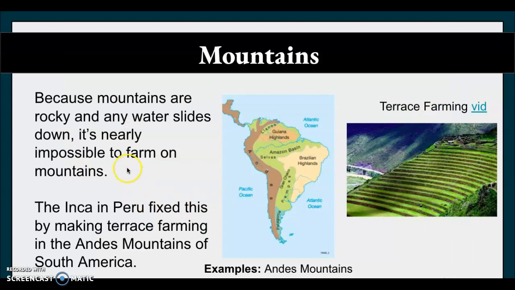Because mountains are rocky, when it rains, all the water slides down. When the water slides down, that creates soil erosion. It's nearly impossible to farm on mountains. The Inca in Peru fixed this by making something called terrace farming, or step farming, in the Andes Mountains of South America, which you can see here in this map. And here is a picture of what terrace farming looks like.